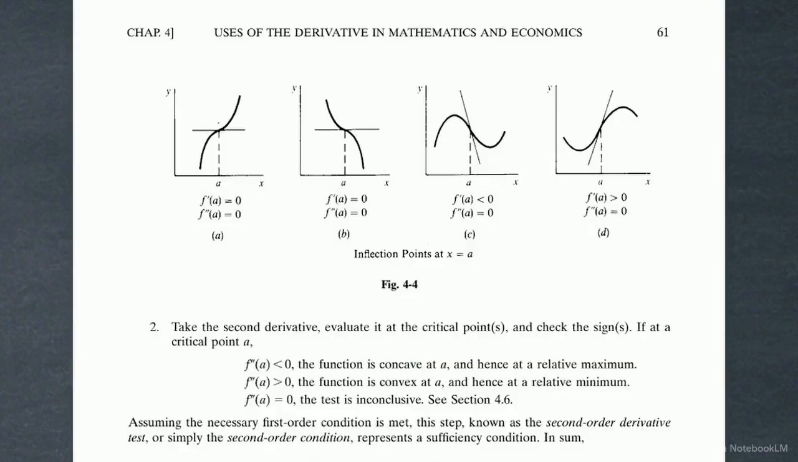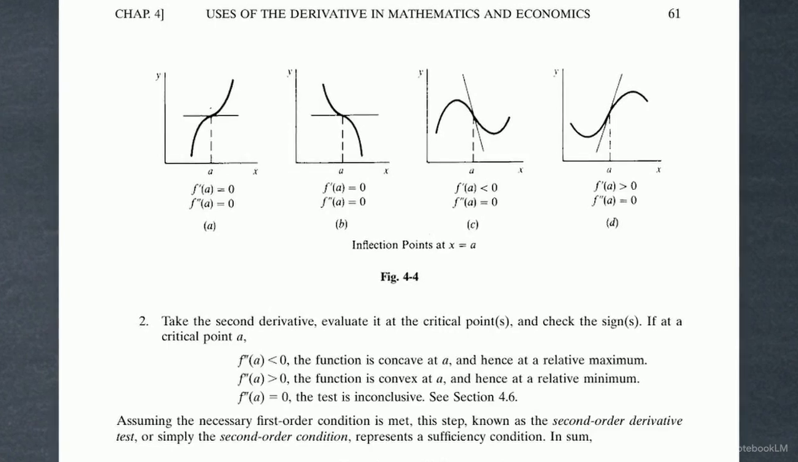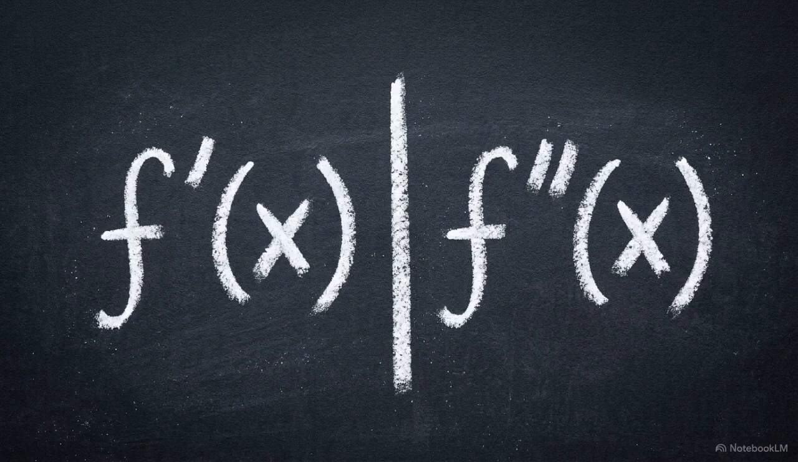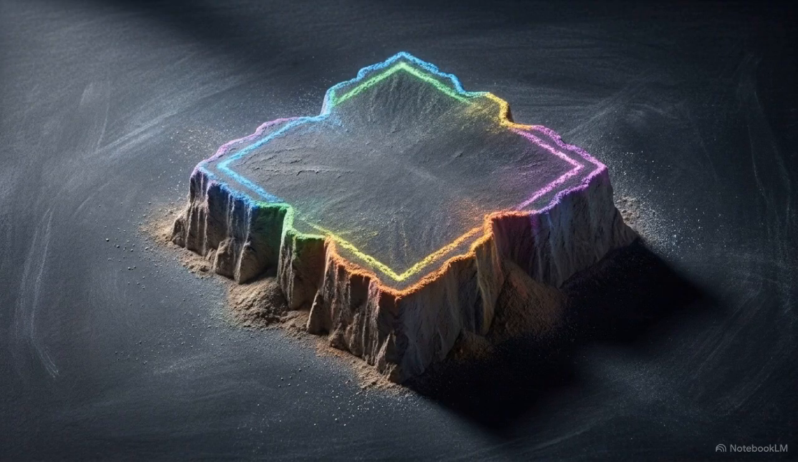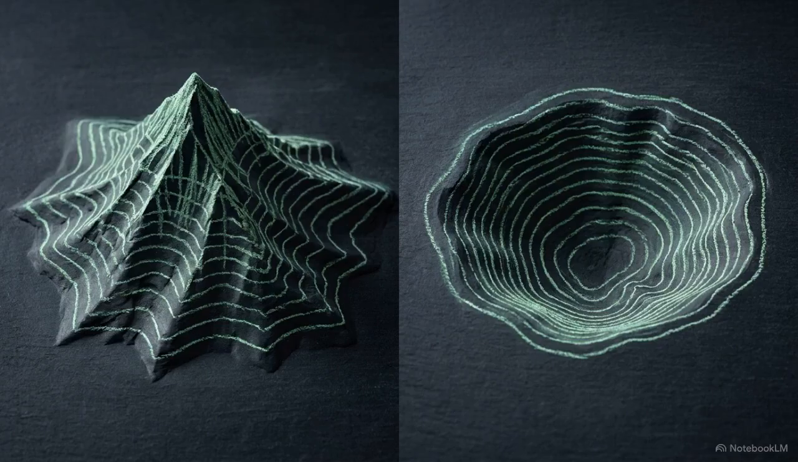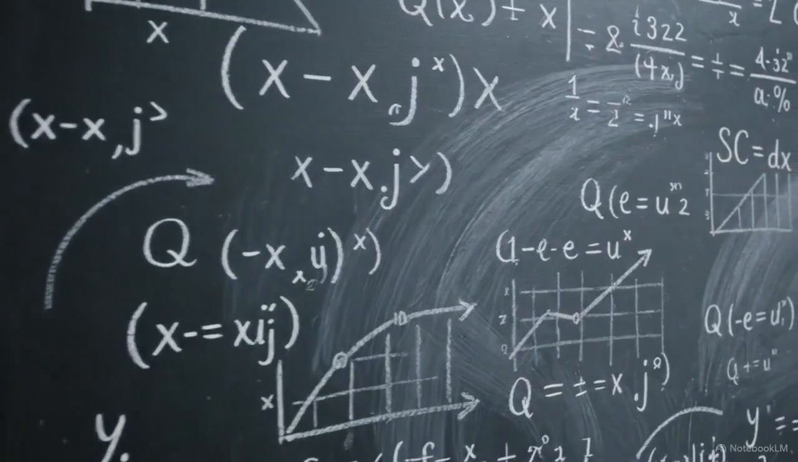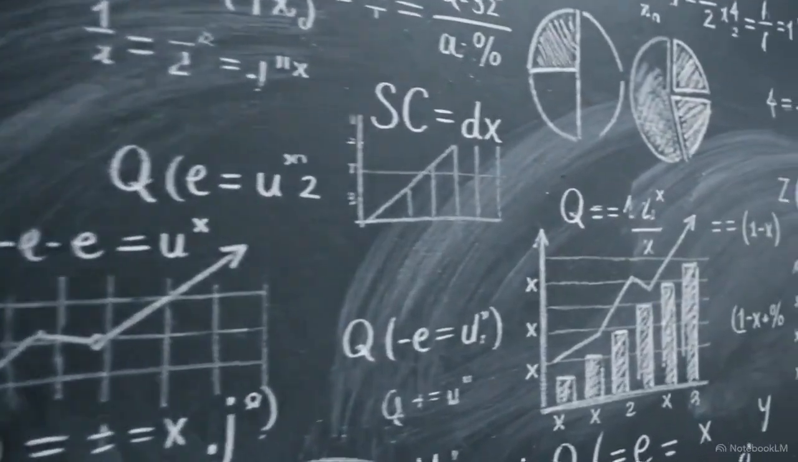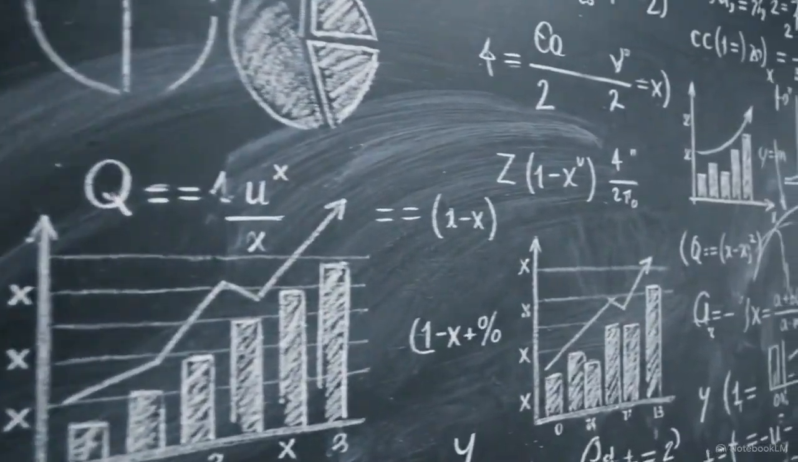These graphs demonstrate inflection points, the exact mathematical locations where a curve changes from concave to convex, or vice versa. In business terms, this represents the crucial moment a company stops growing at an accelerating rate and begins to suffer diminishing returns. Combining these tools removes the guesswork from scaling. The first derivative pinpoints the flat plateaus, and the second derivative confirms exactly what kind of terrain you are standing on.